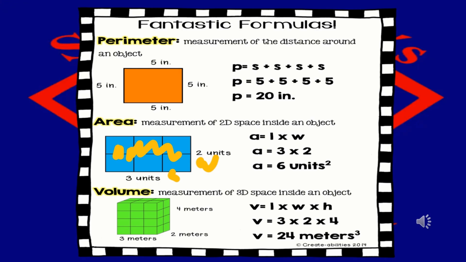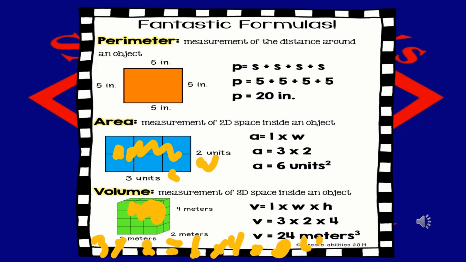And volume. Volume is the measurement of the three-dimensional space inside an object. So it would be the same as area if you just added height to it, right? It's the inside. So we would multiply 3 times 2, that gives us 6. 6 times 4, that gives us what? 24. So the inside will be 24 meters. And these are the formulas, the equations for perimeter, area, and volume.